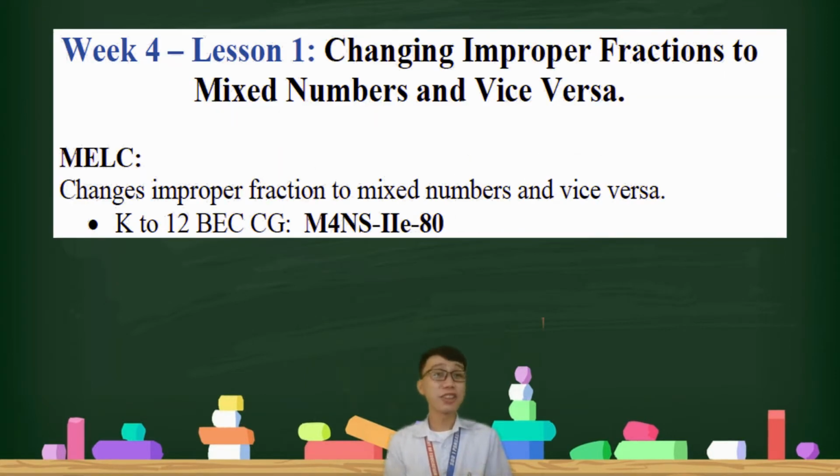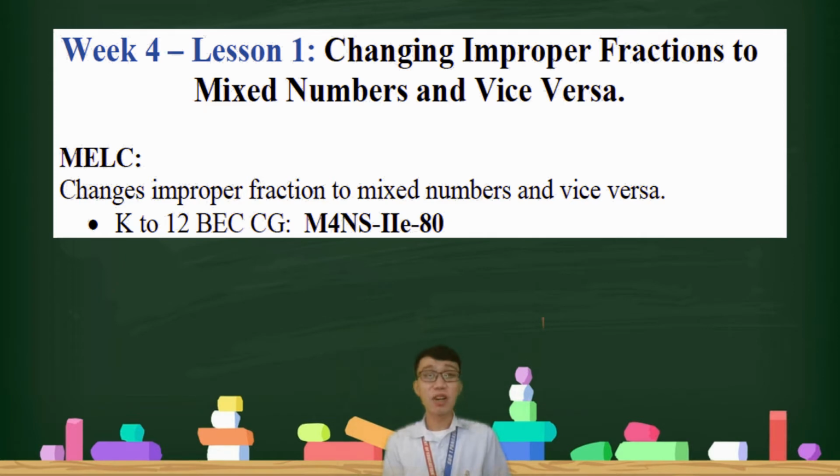Our first lesson for this week is all about changing improper fractions to mixed numbers and vice versa. But before we start our new lesson, what is the topic that we discussed last meeting? Very good, kids. It's all about solving word problems involving GCF and LCM. What is GCF? Greatest common factor. How about LCM? Great job, kids. Least common multiple.